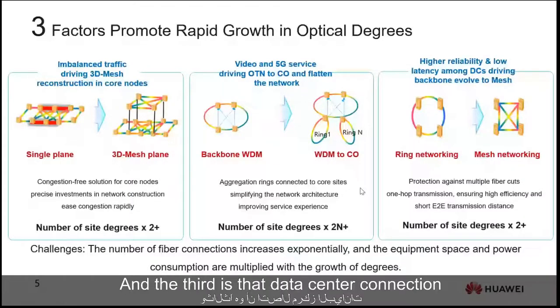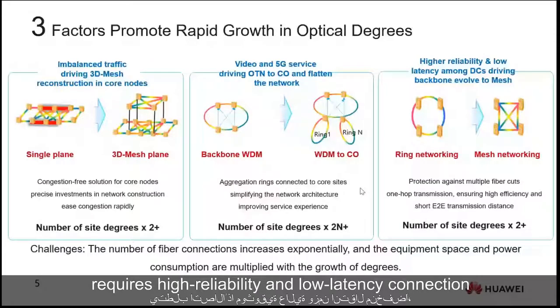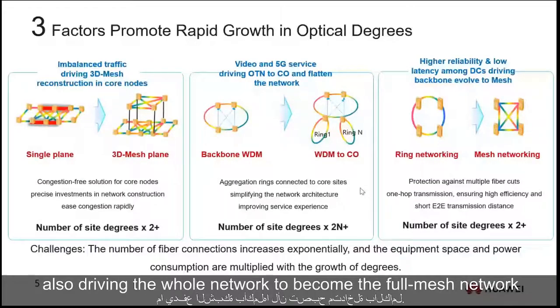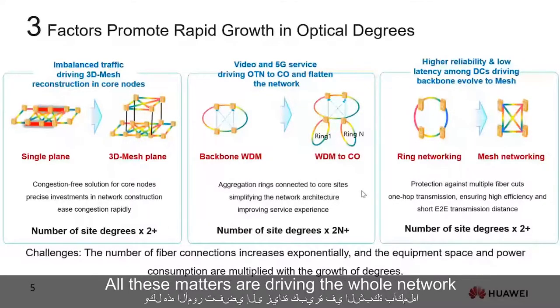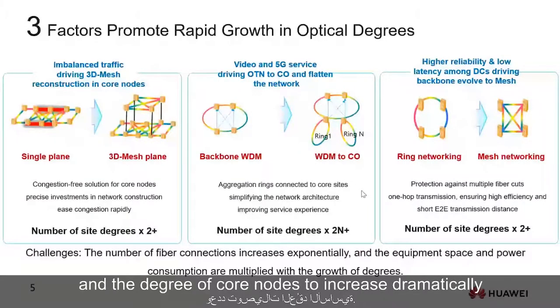And third, data center interconnection requires high reliability and low latency connections, and is also driving the whole network to become a full mesh network. So this also drives the node degree to increase dramatically. All these matters are driving the degree of the core nodes to increase dramatically.